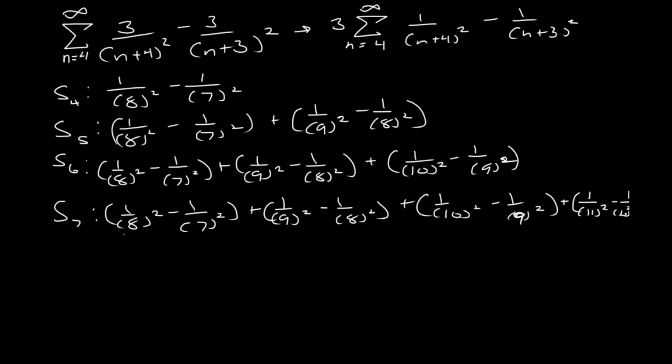So first thing that we can cancel is the 1 divided by 8 squared with this negative 1 divided by 8 squared. We can also cancel out this 1 divided by 9 squared with this negative 1 divided by 9 squared. And we can also cancel out this 1 divided by 10 squared with this negative 1 over 10 squared in the corner over here. So now we're left with a general solution.